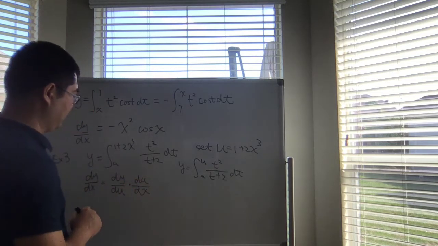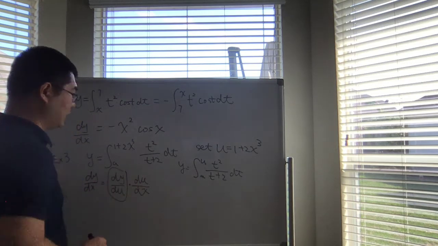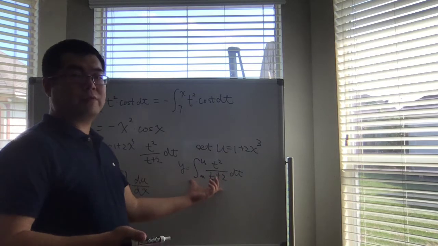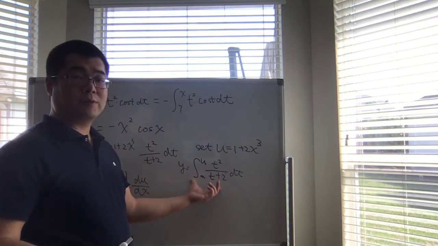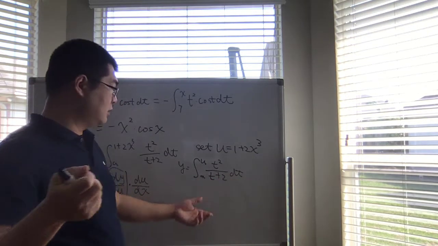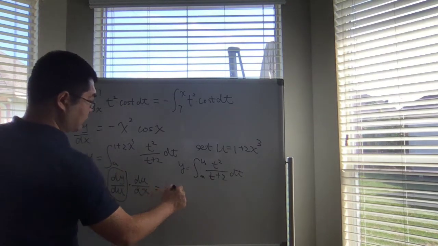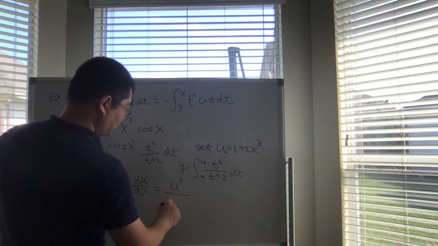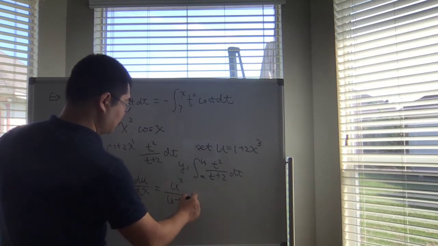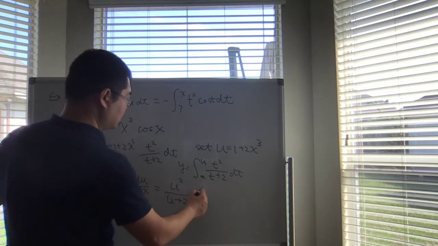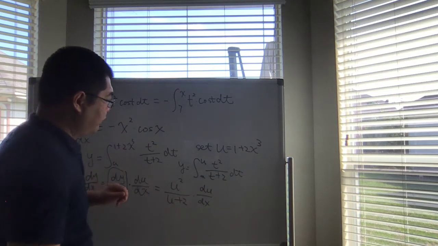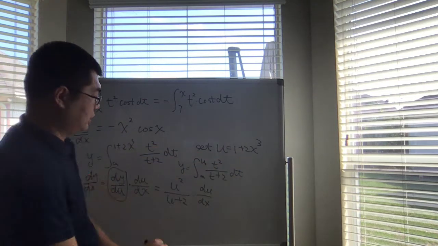Agree? Right? So how do we handle this dy/du? Well, do you see that this is in the perfect format of the fundamental theorem of calculus part 1. So dy/du is u squared over u plus 2, and then times du/dx. If we substitute u back, let's see what happens.